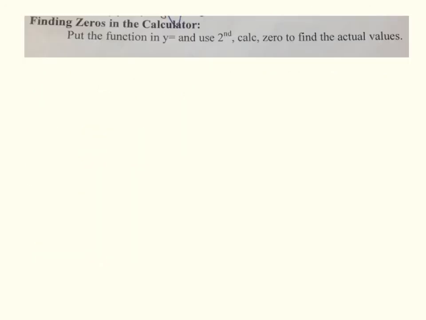Okay, the very last thing I'm going to teach you today is finding zeros in the calculator. And this is easy. You're going to go to y equals, put the function in there, and then hit second calc 0 to find the actual values of the zeros. As an example, let's do the one that we just did in example 7 and put that into our graphing calculator. It's going to look like this.